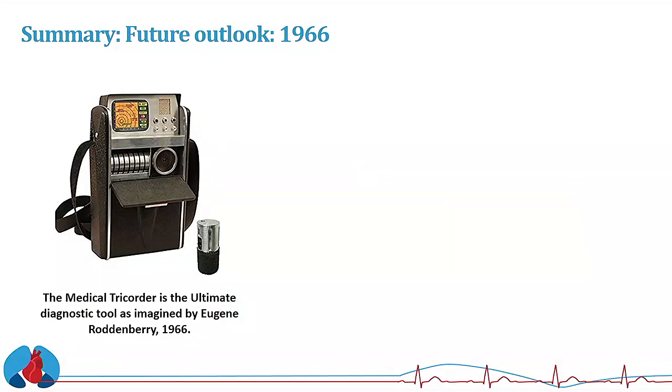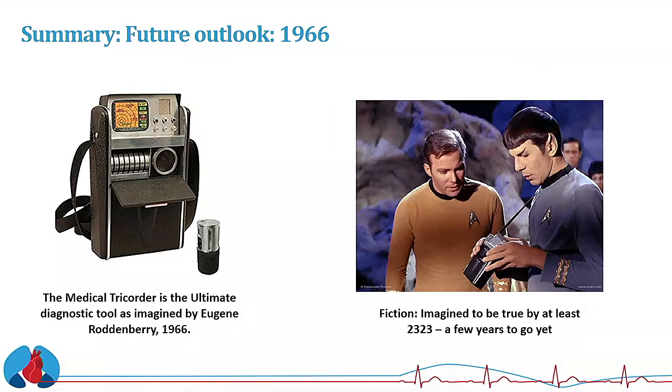So in 1966, the medical tricorder was imagined, and it was imagined as the ultimate diagnostic tool. It can take all of the vital signs, it can scan, it can tell you exactly what diseases you have, how much radiation you have, and diagnose anything. And it was handheld. Does anyone know about the medical tricorder? Does anyone know where this is from? No. Okay. You guys are terrible nerds. So this was in Star Trek, imagined by 2323. So we've got a few years to go yet.